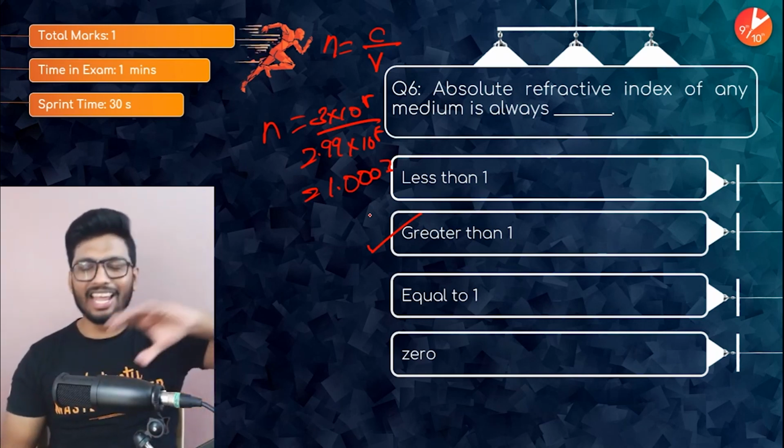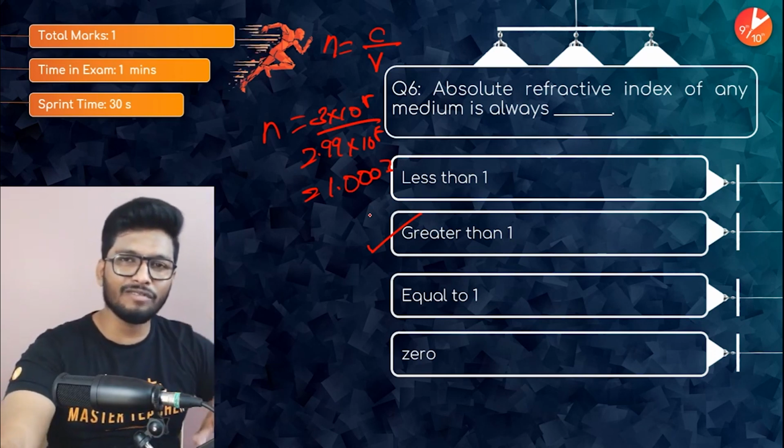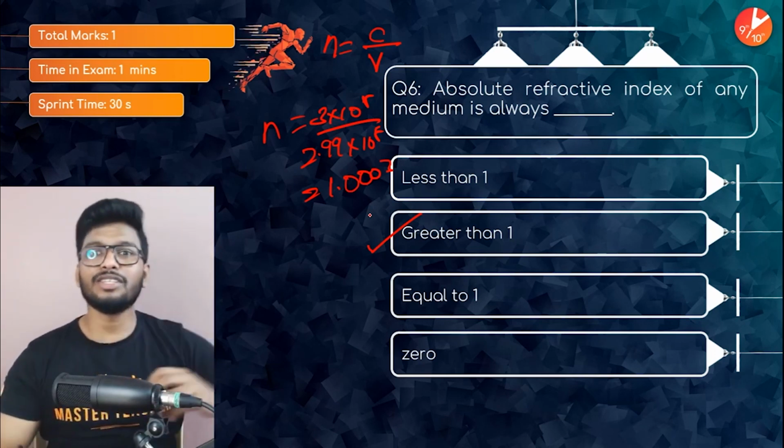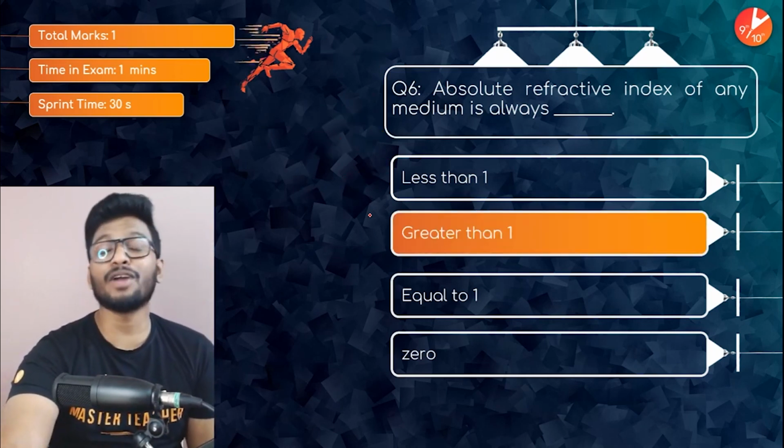The refractive index of any medium for that matter cannot be less than 1, because when you talk about absolute refractive index, we are comparing the speed of light in vacuum to the speed of light in that medium. So that is the answer for the 6th question. I hope you got this right, guys.